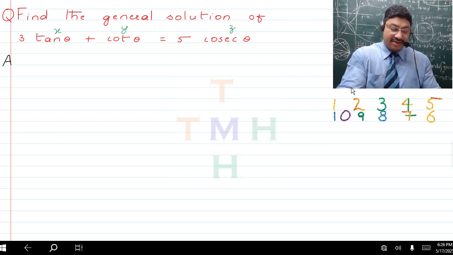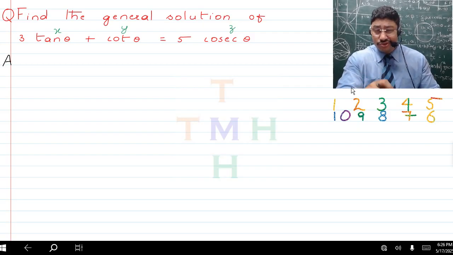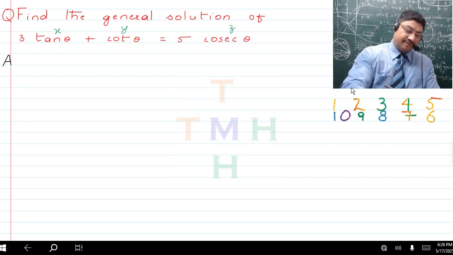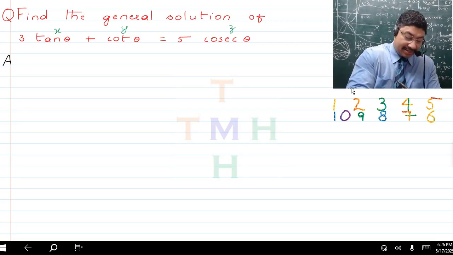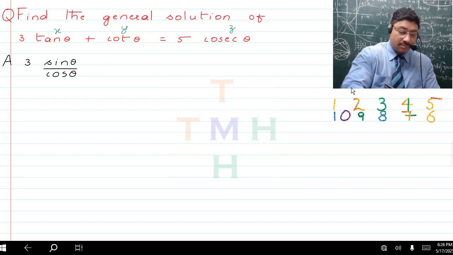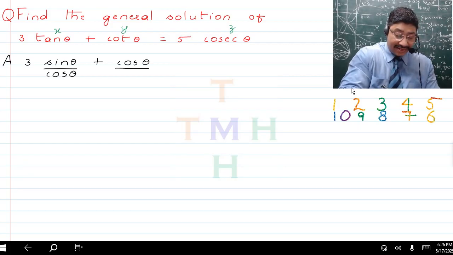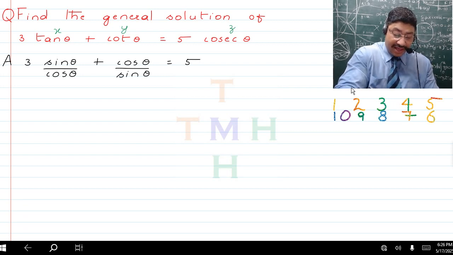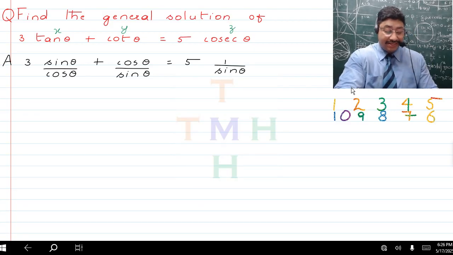So what is the first thing that we can do is trying to reduce the number of variables. We will actually convert every trigonometric ratio in terms of sine and cos. So the first thing that we can do here is we will write this to be 3 times of sine theta, which is divided by cos theta, and to that then is going to be added cos theta, which is divided by sine theta, and further children, that is going to become equal to 5 times of 1/sine theta, which actually is the value of cosec theta, right?